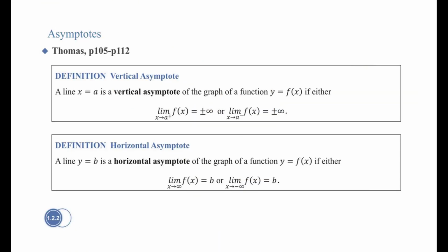And here are the definitions of vertical and horizontal asymptotes. A vertical asymptote happens when the function approaches positive or negative infinity as x approaches a certain number. A horizontal asymptote happens when the function approaches a fixed y value as x goes to positive or negative infinity. So vertical asymptotes use infinite limits and horizontal asymptotes use limits at infinity.